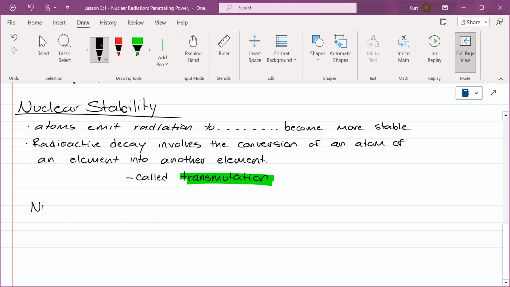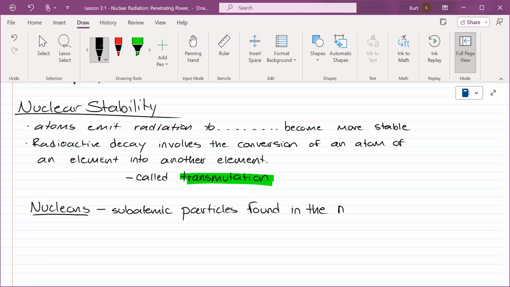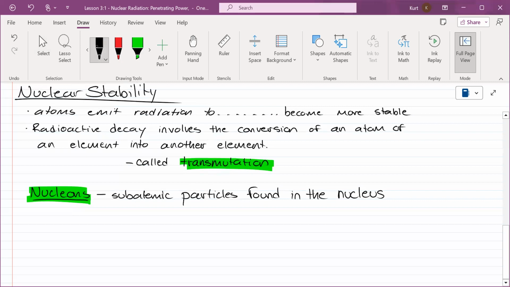Next term is going to be nucleons. This was mentioned in the video. A nucleon is simply a subatomic particle found within the nucleus, and you should know what those are. What are the two subatomic particles that are found within the nucleus? Neutrons and protons. Electrons orbit the nucleus, and so they don't count. A nucleon is a neutron and a proton.